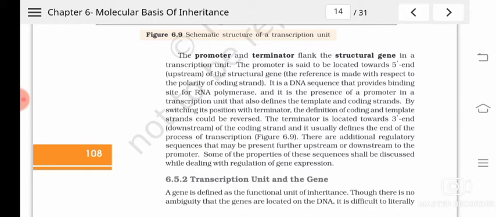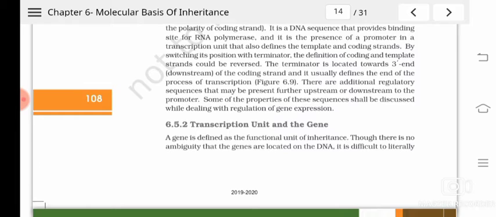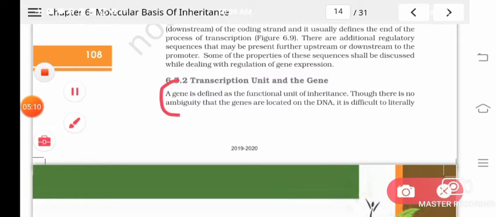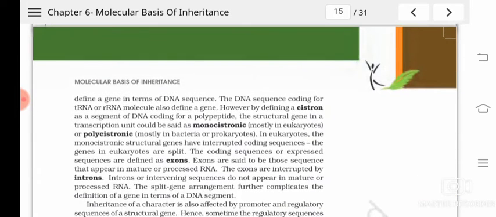And the process I will tell you after completing this. Okay, so what is the definition of a gene? A gene is the functional unit of inheritance, you can say. They are located in DNA, and the DNA sequence that codes for tRNA or rRNA is also known as a gene only.